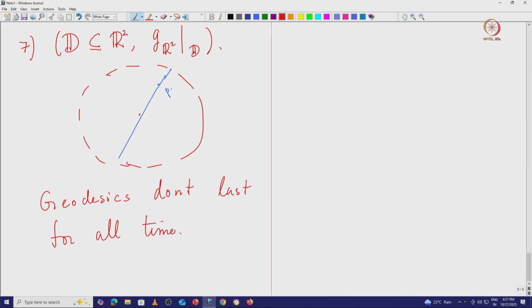Informally, if you have a Riemannian manifold where all geodesics last for all time, it is called a complete manifold. On the other hand, if there are some geodesics that do not last for all time, then it is called an incomplete manifold. So this notion of completeness will play an important role later on.